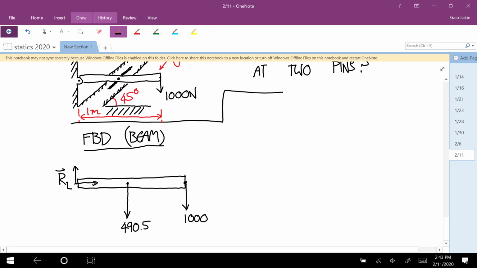And now let's think about rotations. Could that beam, so in each of these cases, you have to imagine that everything else is gone. The only thing connected to the beam is this pin. Would this be able to rotate? Yeah, and so there's no couple applied.